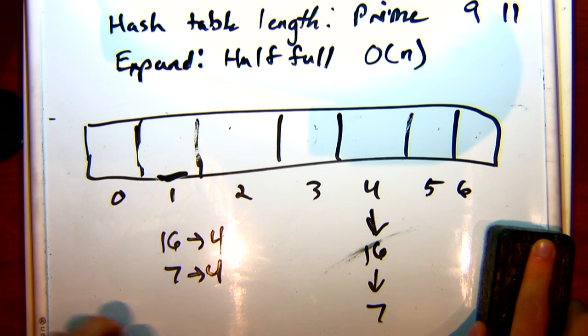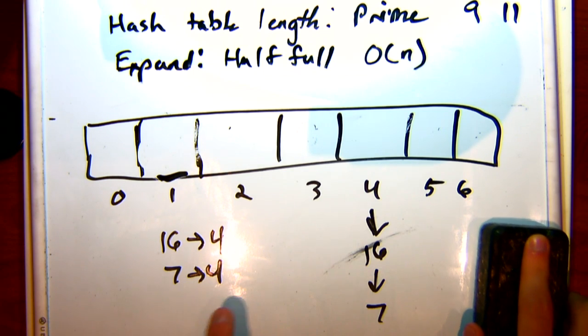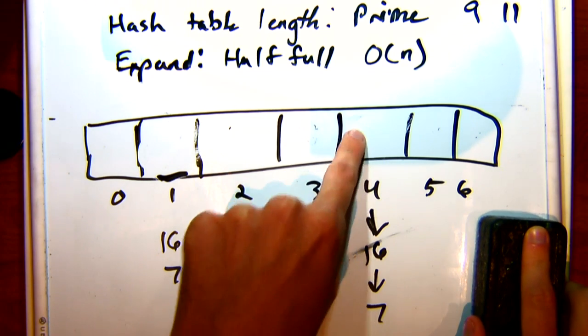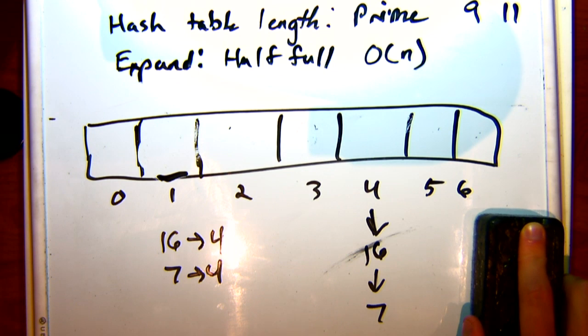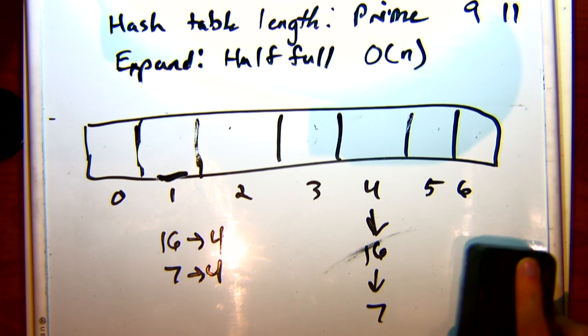And the same thing for searching. We'll look up 7, hash to 4, we'll look here and we'll continue going through the linked list until we find it or until we hit null.